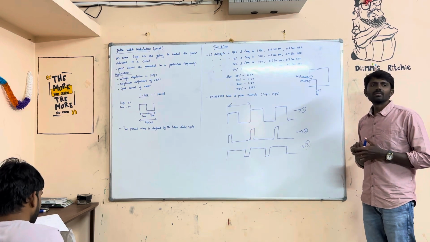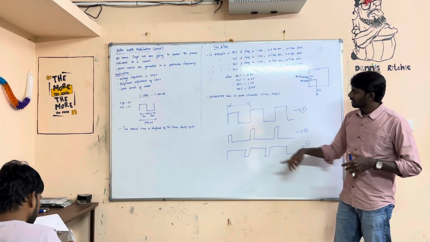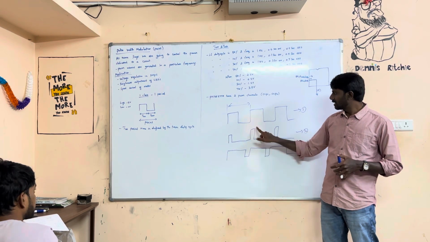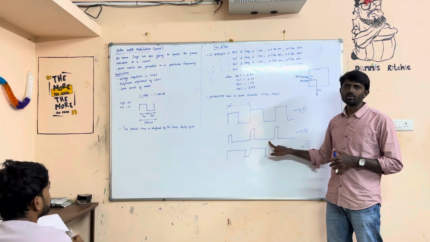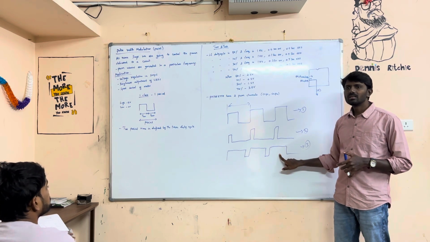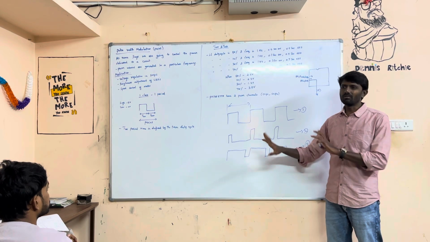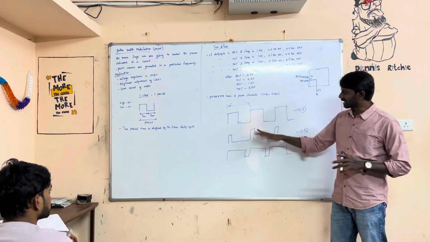Coming to the second one, T on is very less than T off. T on is less, T off is more. Here T on is more and T off is less. Whatever the ratio, we will see that, I will come to that.